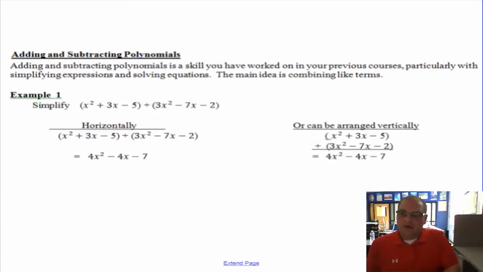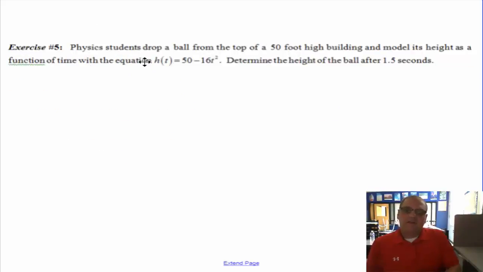And last one here, then we go on to our addition and subtraction. Physics students drop a ball from the top of a 50-foot high building, and model its height as a function of time with the equation h of t right here. This is our equation. All this wording is in the equation. You don't have to worry about that. Determine the height of the ball after 1.5 seconds.